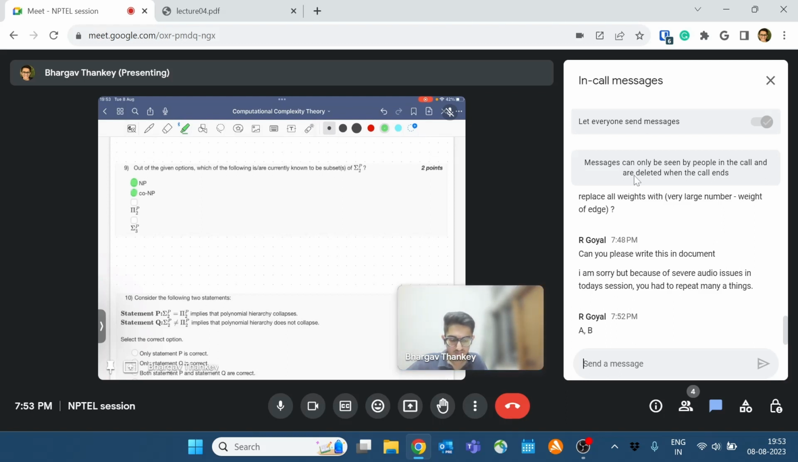So sigma 2 cannot be the same as pi 2. We don't know. If sigma 2 were equal to pi 2, the polynomial hierarchy would collapse to sigma 2, but we don't know that, right? We don't know whether sigma 2 equals pi 2 or not. Same with D: if sigma 2 and sigma 3 were the same, again the PH would collapse.